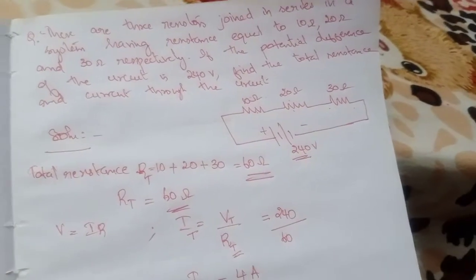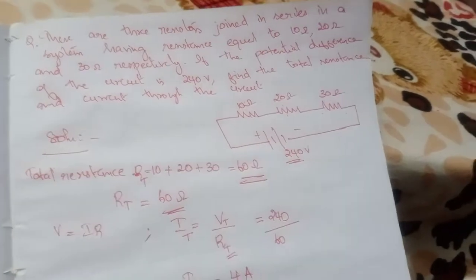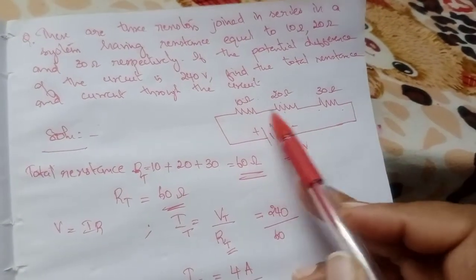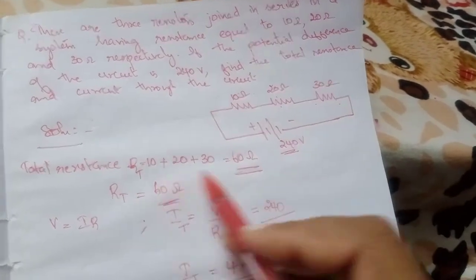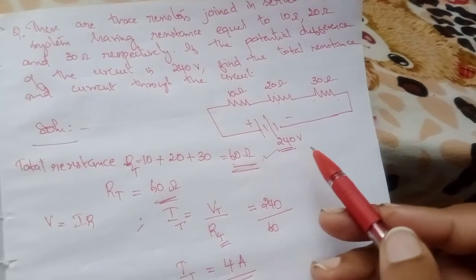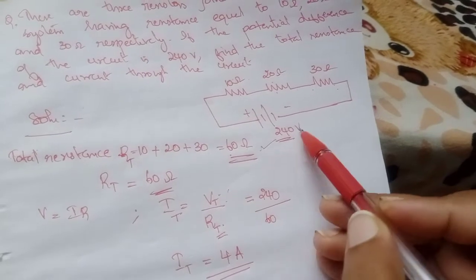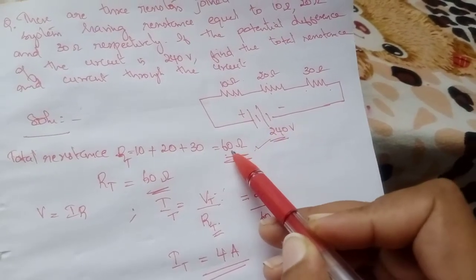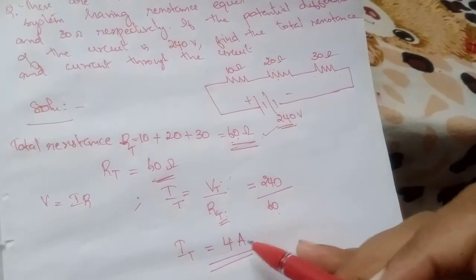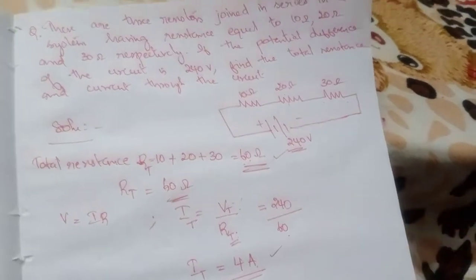Hope this is clear. It's a very simple question. The first is you need to find out the total resistance. So since they are connected in series, we need to add all the three. It gives an answer 60 ohm. And the total current I is equal to V by R. Total voltage is given as 240. Total resistance is 60. So 240 by 60, the answer is 4 amps.